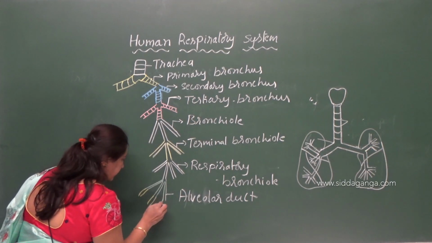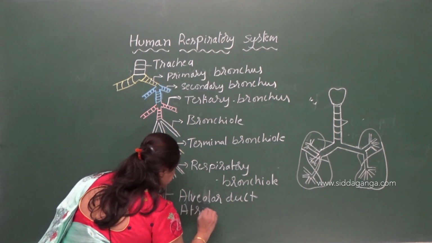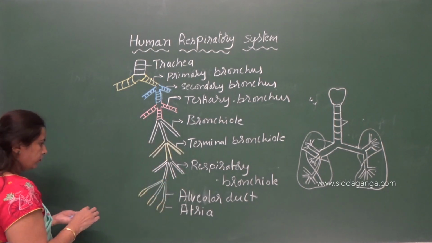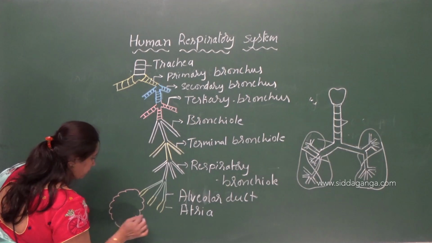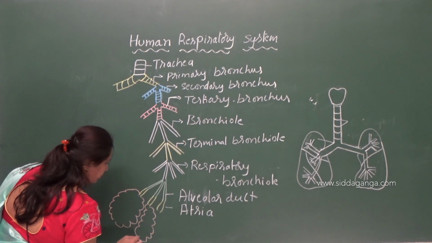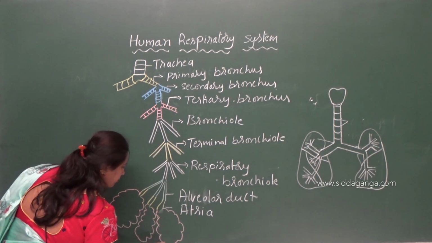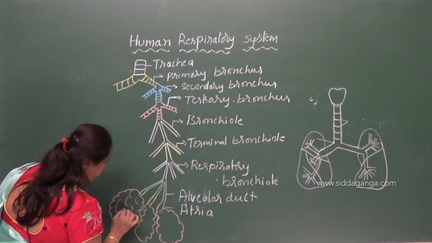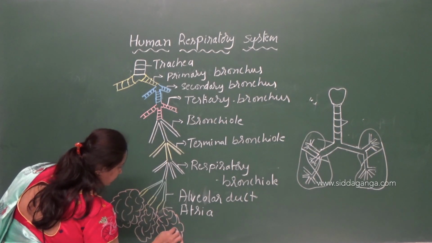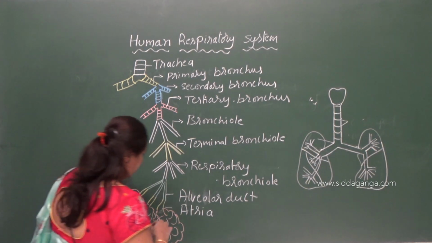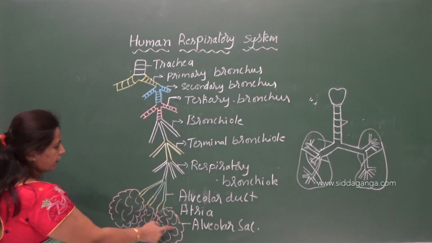An expanded passage called atria. Now the atria will open into the alveolar sac. So, these are called the alveolar sacs.